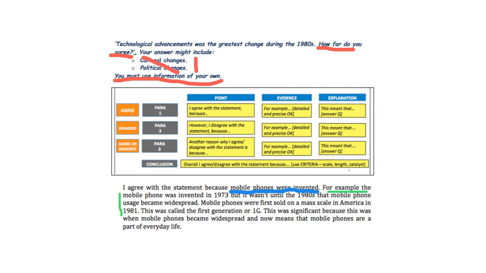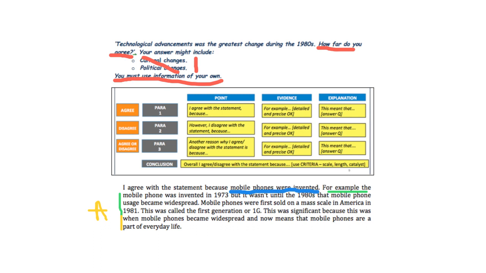And then we need to say why this is significant. So our final section of our paragraph: this was significant because this was when mobile phones became widespread, and it means that mobile phones are now an everyday part of everyday life. Now, I don't mind if you use this model paragraph to help start you off. So if you are agreeing with the statement that technological advancements was the greatest change during the 1980s, then you might want to use this model paragraph to help you. Remember, this is an agree paragraph. It's not a disagree paragraph.